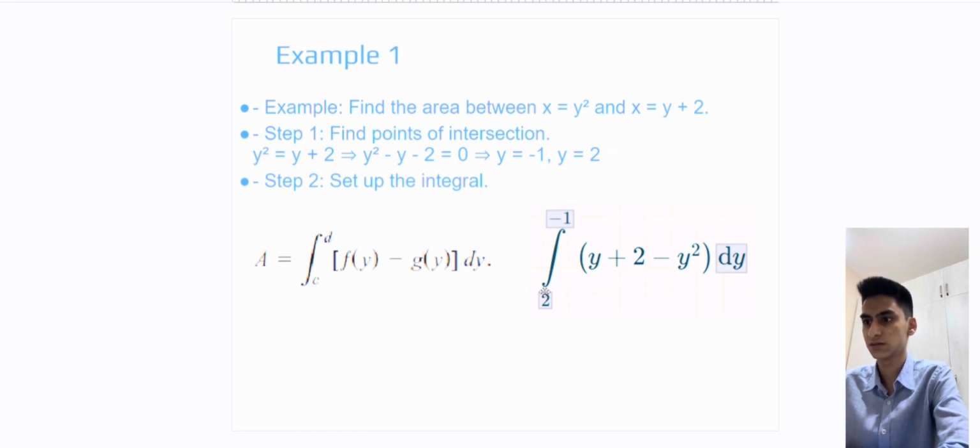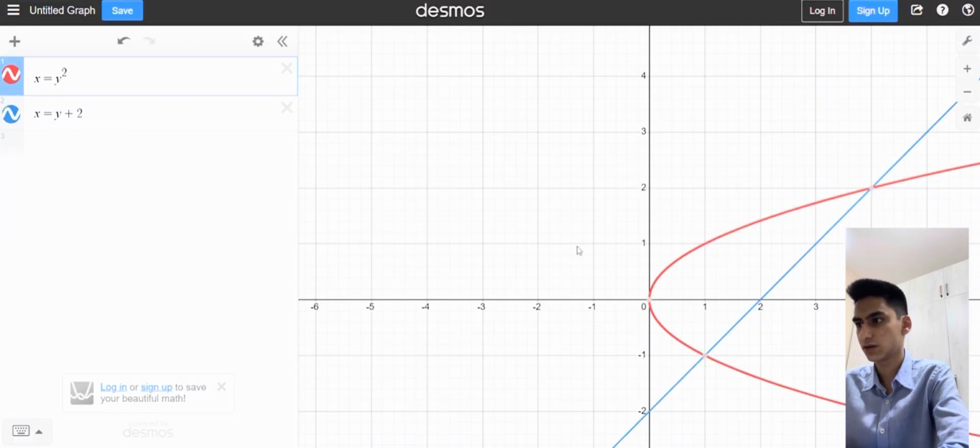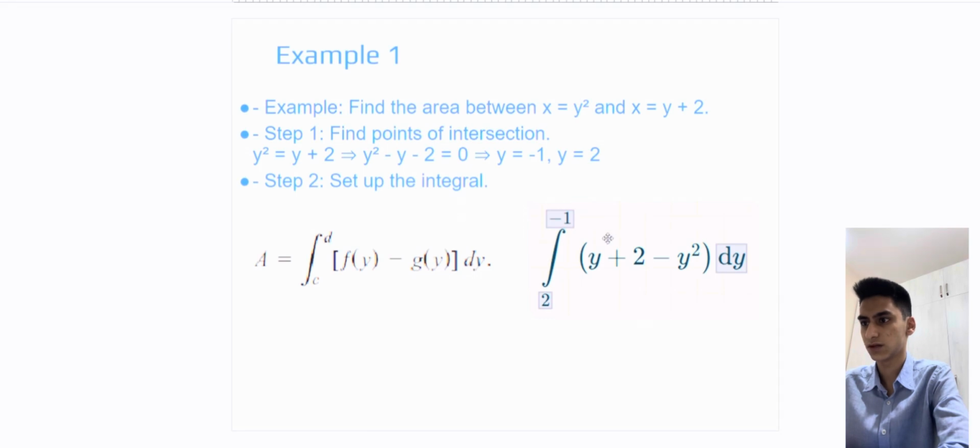Let's set up the integral. We know that we should write the right function first. Let's look at the graph of these functions. We can see that in this interval, the right function is x equals y plus 2. That's why we should write it first. Our integral from -1 to 2 of y plus 2 minus y squared dy.